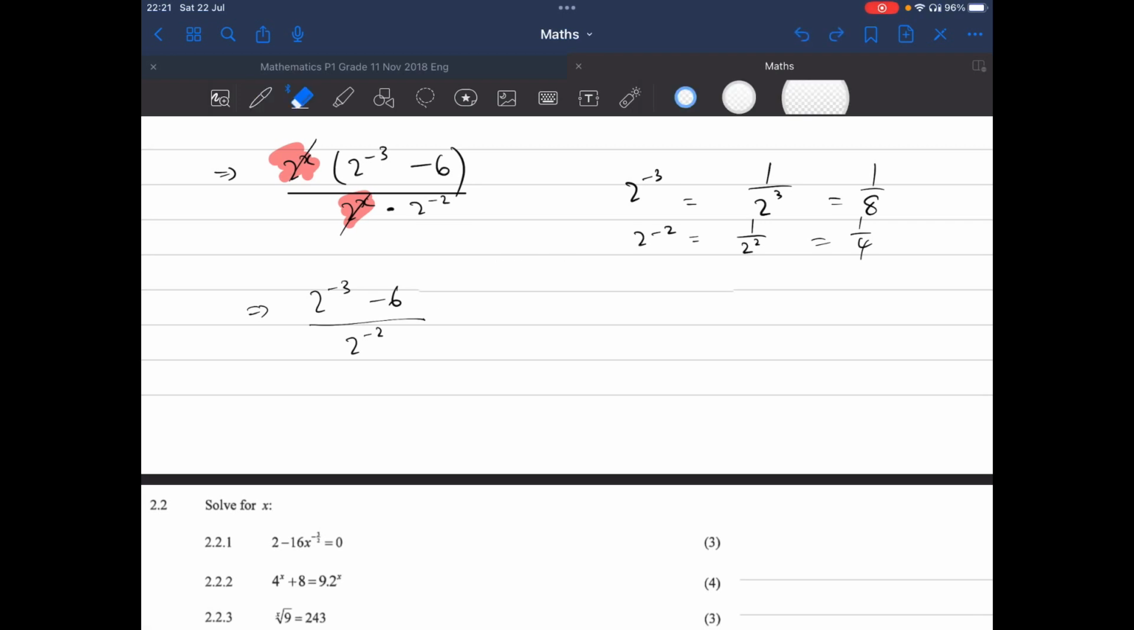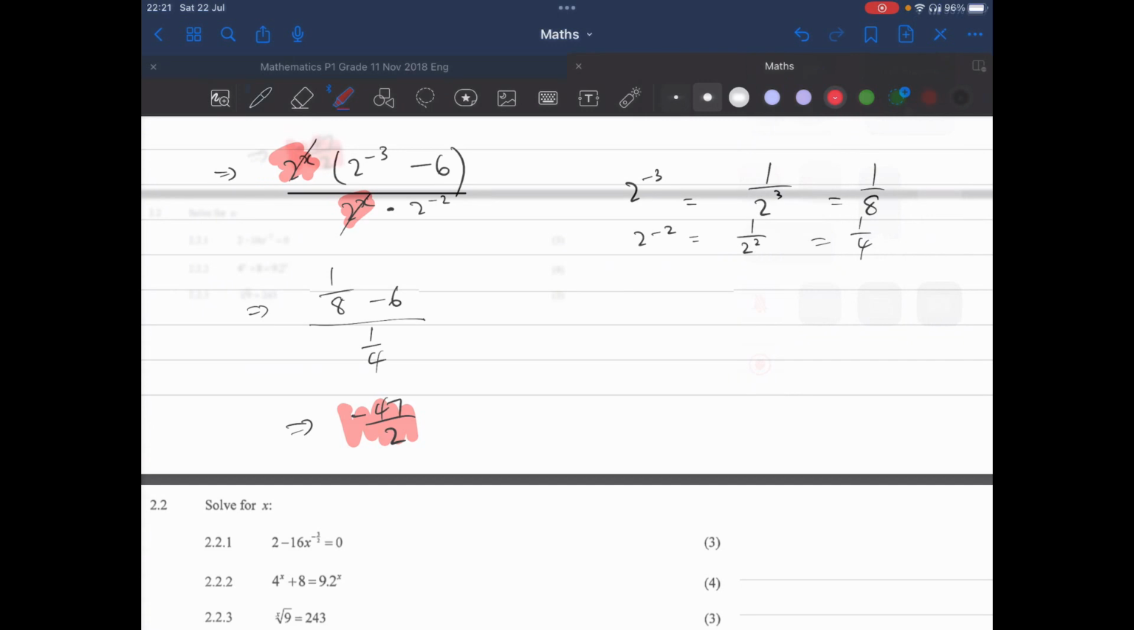So instead of saying 2 to the minus 3, I'll say 1 over 8, and instead of saying 2 to the minus 2, I'll say 1 over 4. Okay, now to keep this simple, I'm just going to substitute all this into my calculator, but make sure that you enter in the fractions correctly. Okay, so it's 1 over 8 minus 6 all over 1 over 4, and that gives me an answer of minus 47 over 2. Okay, and that's the correct answer.